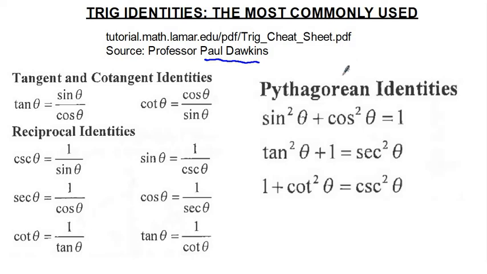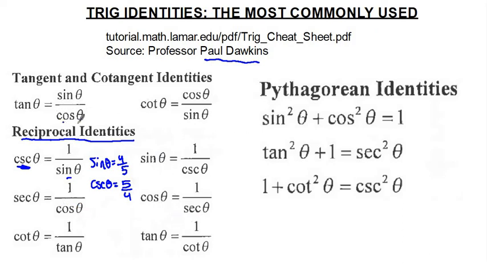But the ones that you'll use most often are, first of all, these reciprocal identities. Cosecant is the reciprocal of sine. So what that means is if sine is equal to 4 over 5, cosecant would be the reciprocal of that. It would be equal to 5 over 4. And you can see the other ones here: sine and cosecant, secant and cosine, and so on.